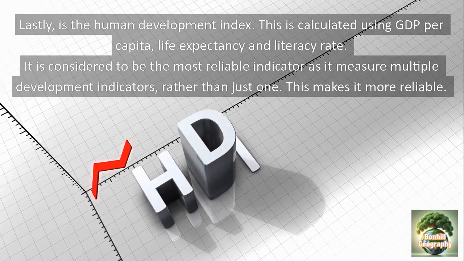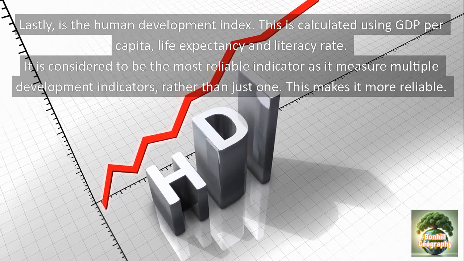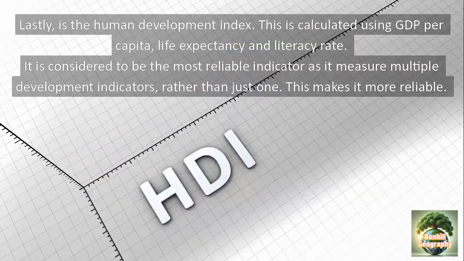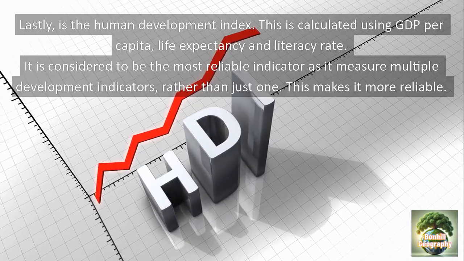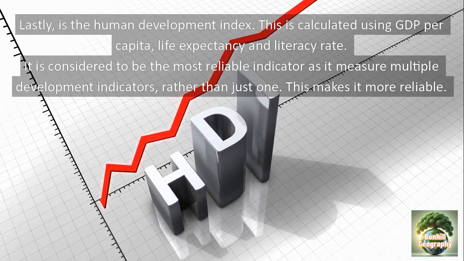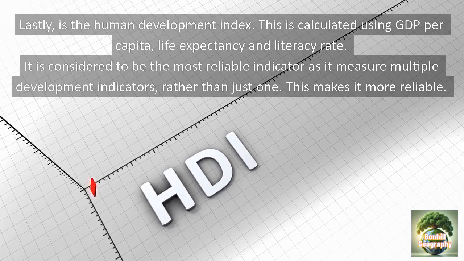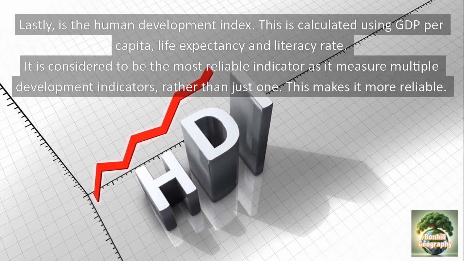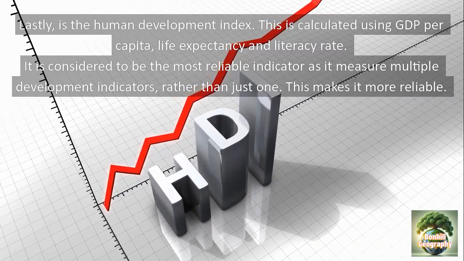Okay, so lastly, we come to the best indicator of them all. So even if this is the only thing you write down, make sure you do have it now. This is something called the Human Development Index. Now this is calculated using GDP per capita, life expectancy and literacy rate. So it takes all three of these factors and calculates a score from 0 to 1. The higher the number, the better the level of development.